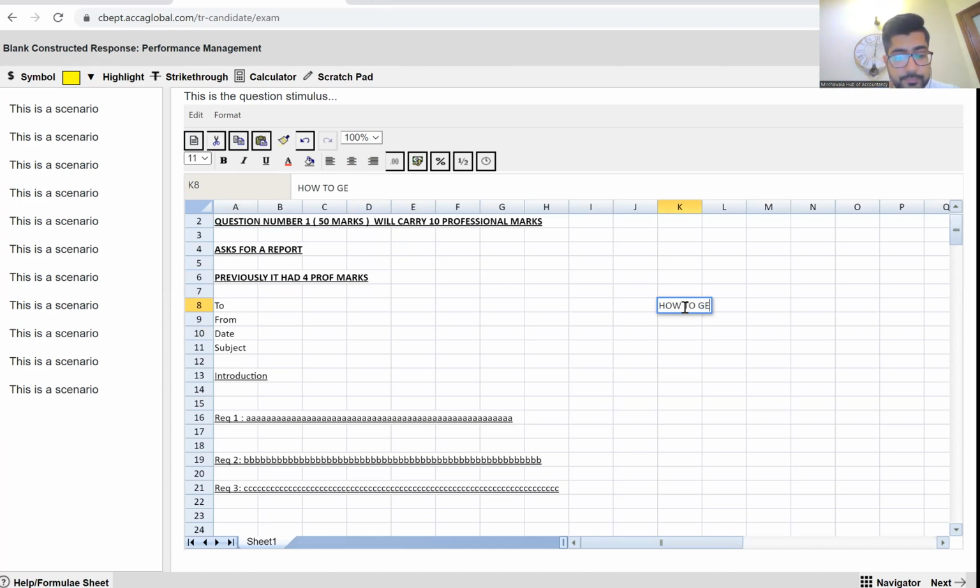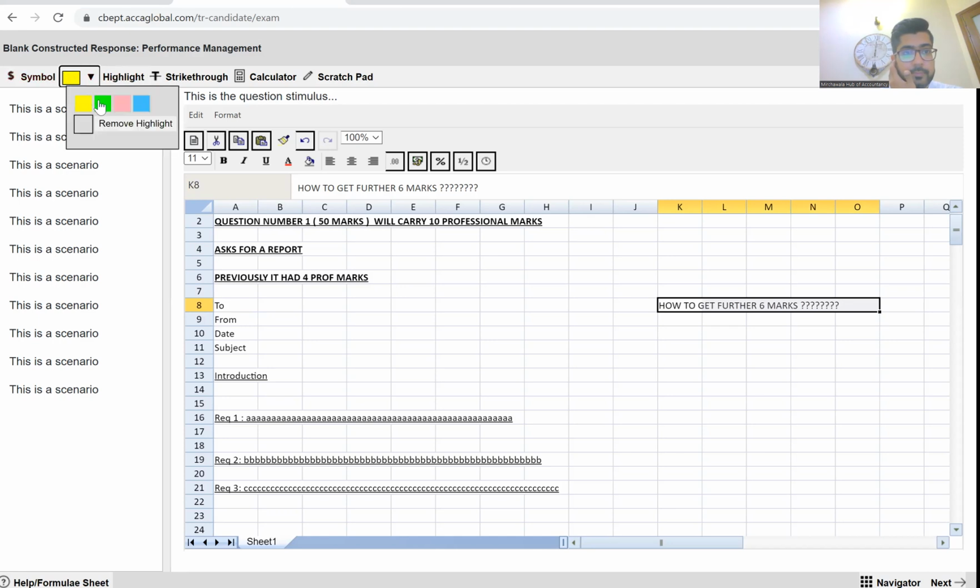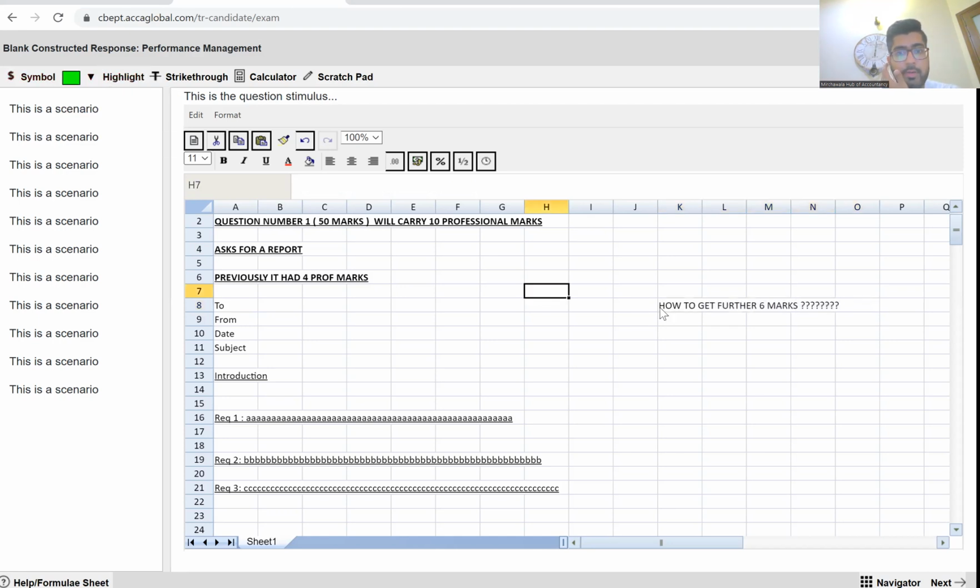How to get further 6 marks? Because this requirement now carries 10 marks. I know how to earn 4 because that's what my previous methodology is, right? To, from, date, subject, introduction, and then requirement 1, 2, 3. Every requirement should have the solution. If it's a calculation, in appendix; if it's a discussion, right there. But I need further 6 marks because this requirement of question number 1, 50 marks, now carries 10 marks. How to get further 6 marks?